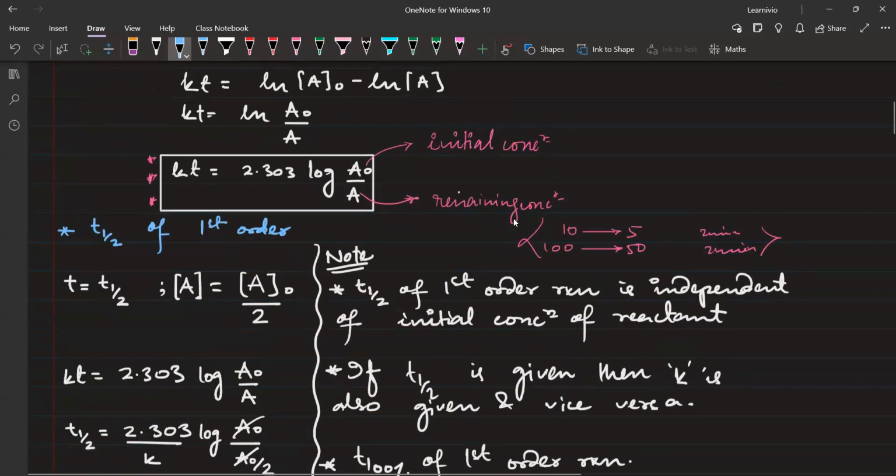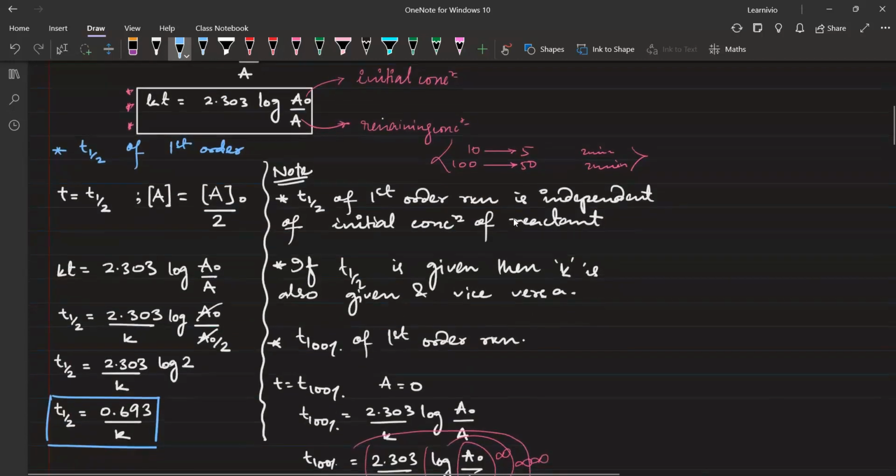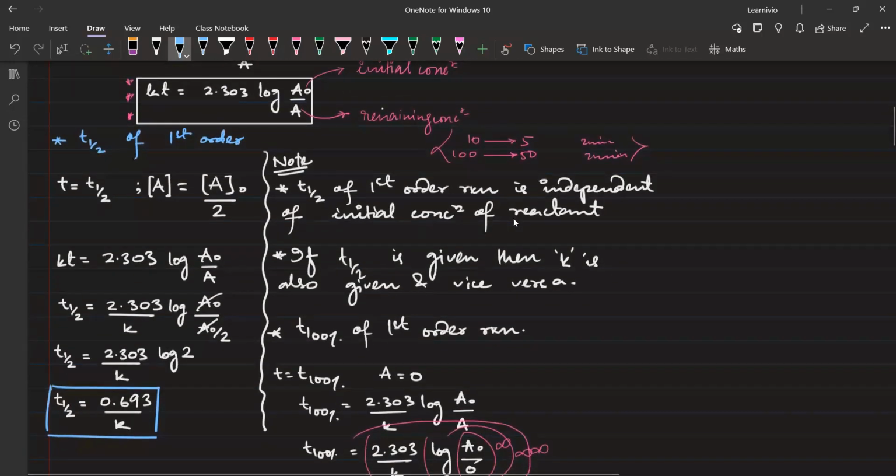Okay, now what you do, note this particular expression: KT is equal to 2.303 divided by log A naught by A, and T half is equal to 0.693 by K. Okay, please note these two down and raise your hand once you're done.